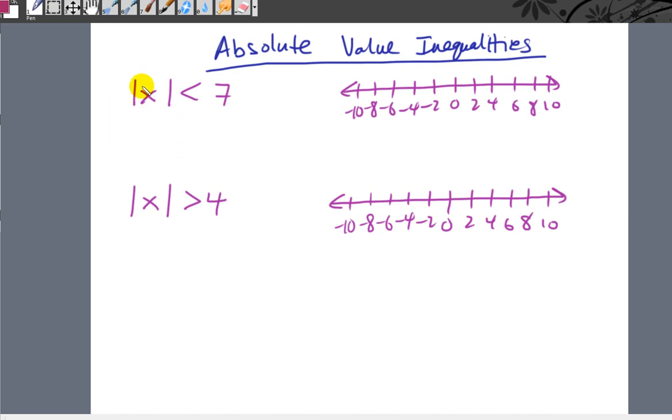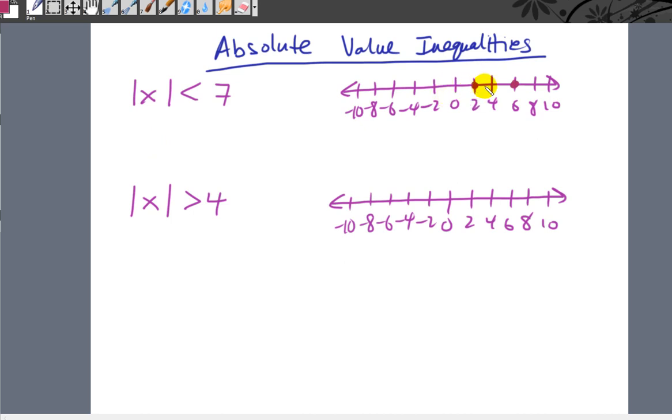If I asked you to give me any number between -10 and 10, let's say I gave you 6. The absolute value of 6 is going to be 6. So this means 6 is less than 7. That's going to work, so we're going to place 6 here. Let's say I ask you another number, like 2. The absolute value of 2 is 2. 2 is less than 7, and that's true, so we're going to plot this one.